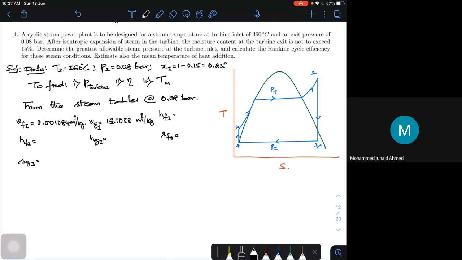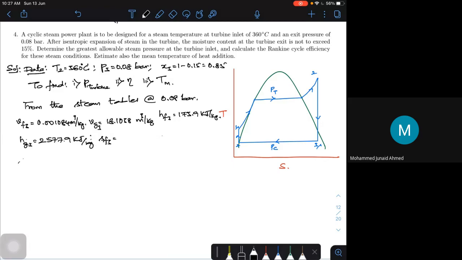What is HF3? Sir, HF3 is 173.9 kilojoules per kg. Okay, HG3, sorry. Then how much is HG3? 2577.9 kilojoules per kg.